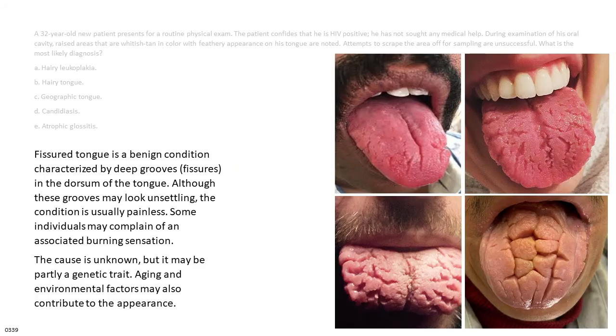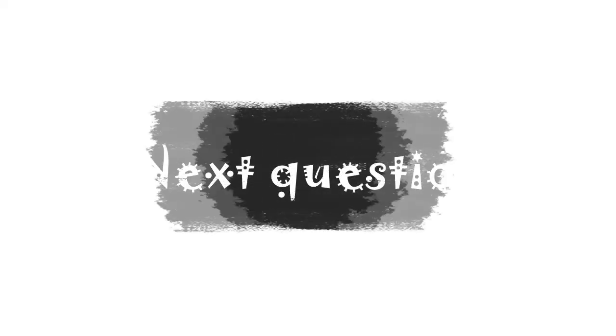Fissured tongue is a benign condition characterized by deep grooves, fissures, in the dorsum of the tongue. Although these grooves may look unsettling, the condition is usually painless. Some individuals may complain of an associated burning sensation. The cause is unknown, but it may be partly a genetic trait. Aging and environmental factors may also contribute to the appearance.